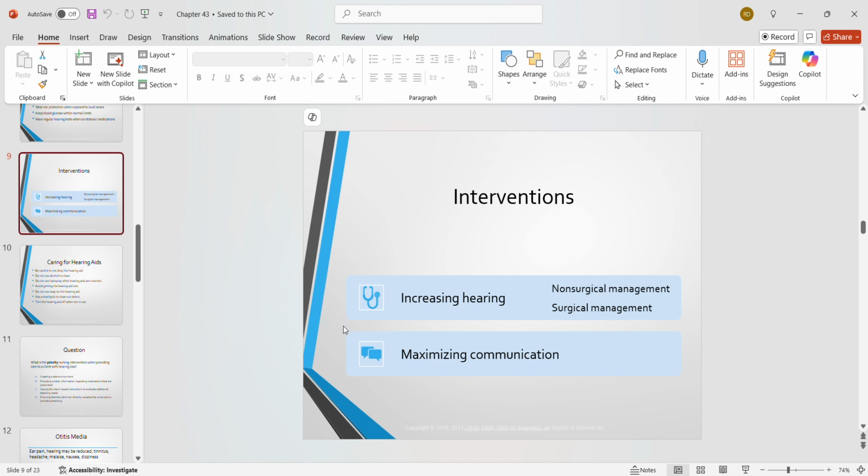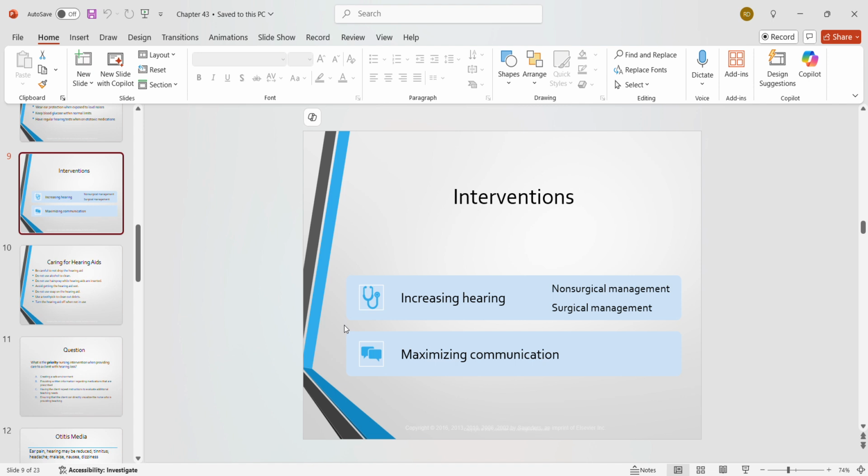Encourage consistent use. Hearing aids should be used regularly to maintain neural pathways and prevent further hearing loss. So review and maintain devices and ensure hearing aids are properly cleaned and maintained. Now, for any cerumen, this is earwax. This can exacerbate hearing loss, so regularly remove the cerumen.